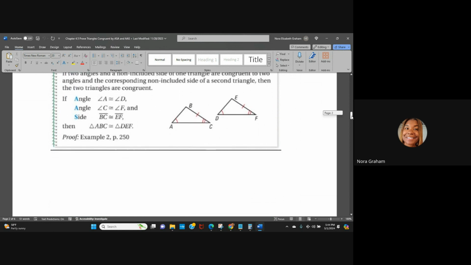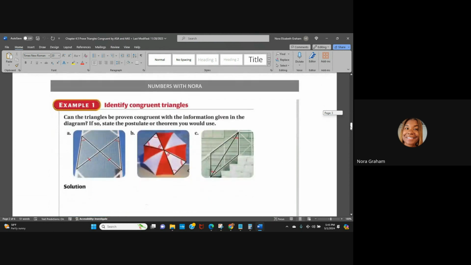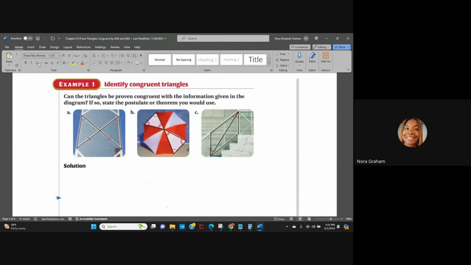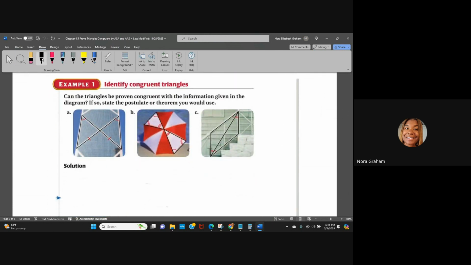So let's see these in action. These ones are more proofy, but the more practice you get with proofs, the better. All right, let's do this one really quick. Can the triangles be proven congruent with the information given in the diagram? If so, state the postulate or the theorem you would use.